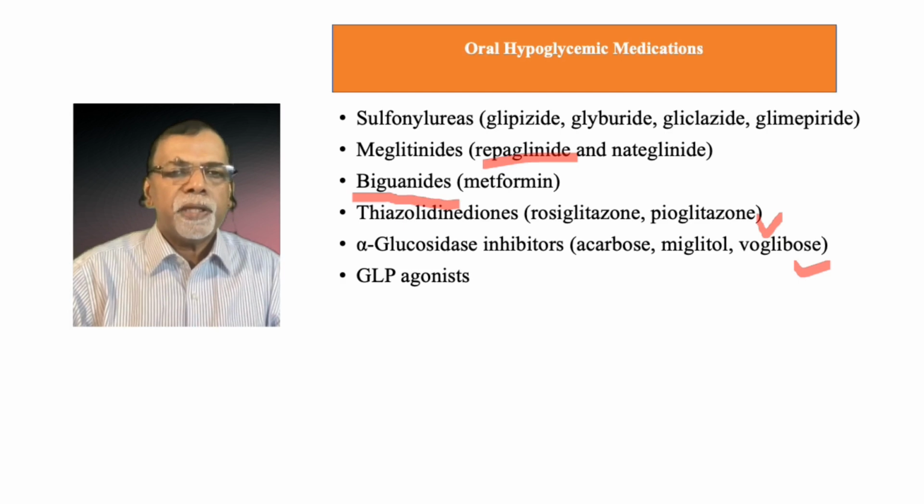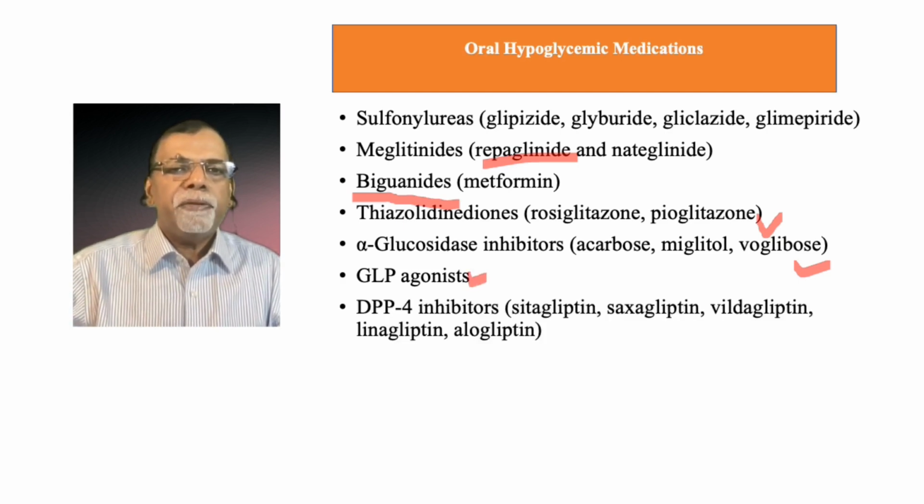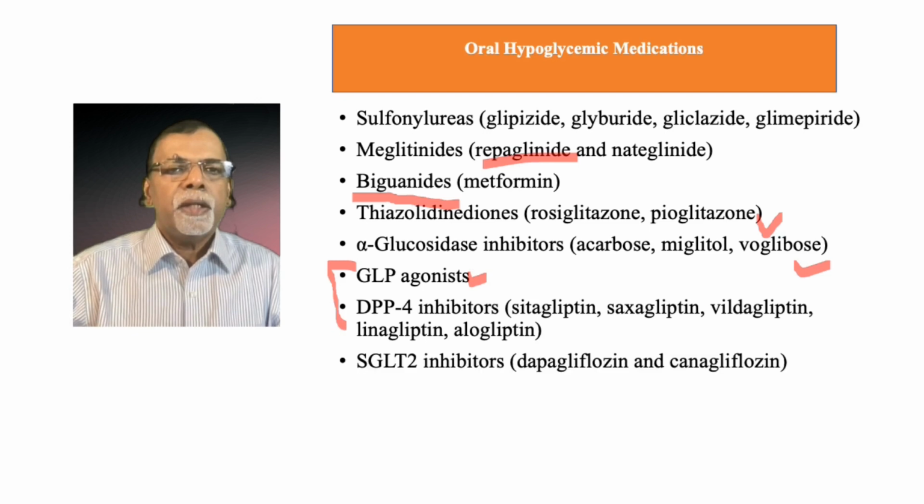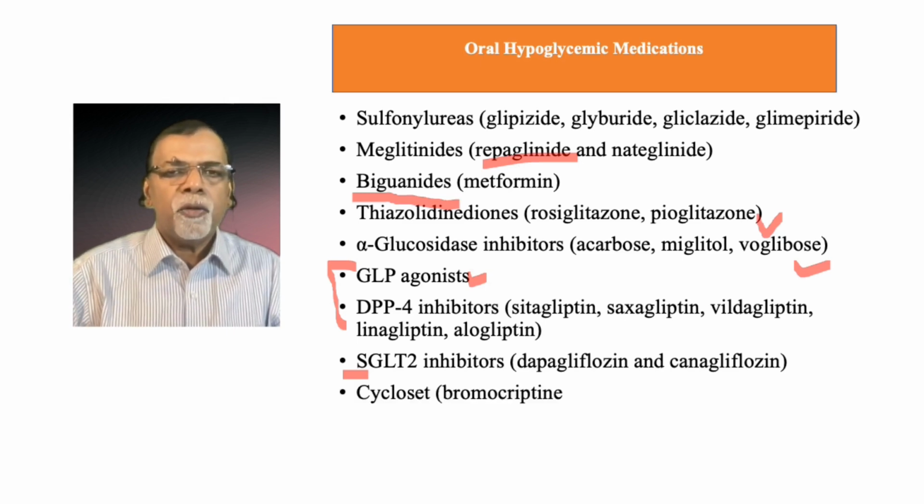GLP agonists, that is GLP-1 receptor agonists, and DPP-4 inhibitors. These two are the incretin-based drugs. And the newer category of SGLT2 inhibitors. And finally, the bromocriptine derivative, Cycloset. These are the commonly used drugs.